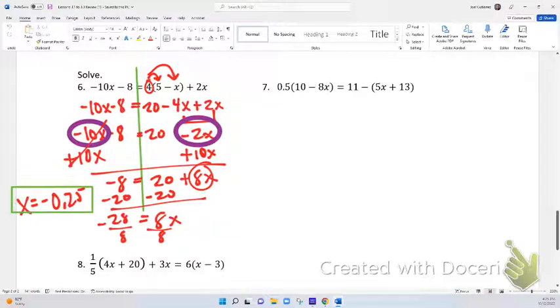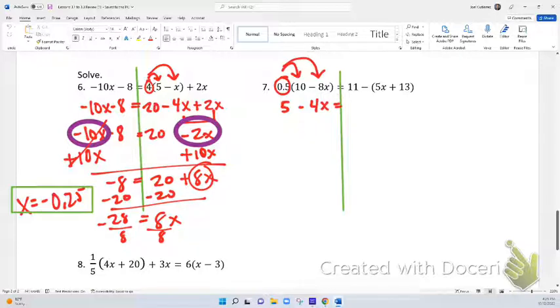All right, so for number 7, once again, put our line going down the middle. You'll notice that we have decimals, but just treat them as if they were regular whole numbers. The number on the outside gets distributed to everything on the inside. 0.5 times 10, a half of 10, gives you 5. Bring down the minus sign. And then half of 8 gives you your 4x.